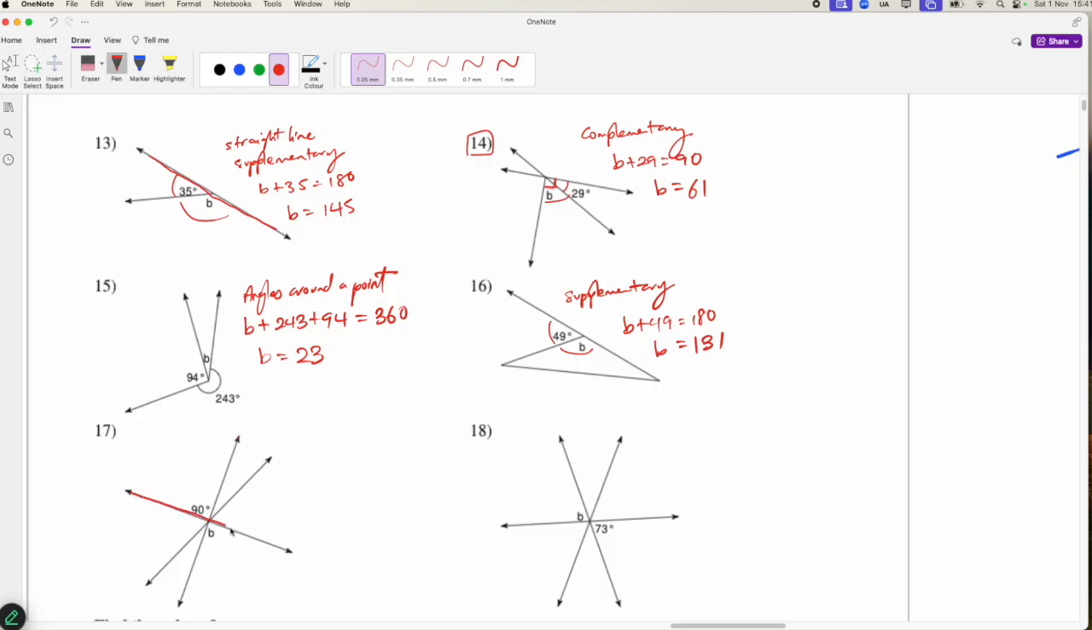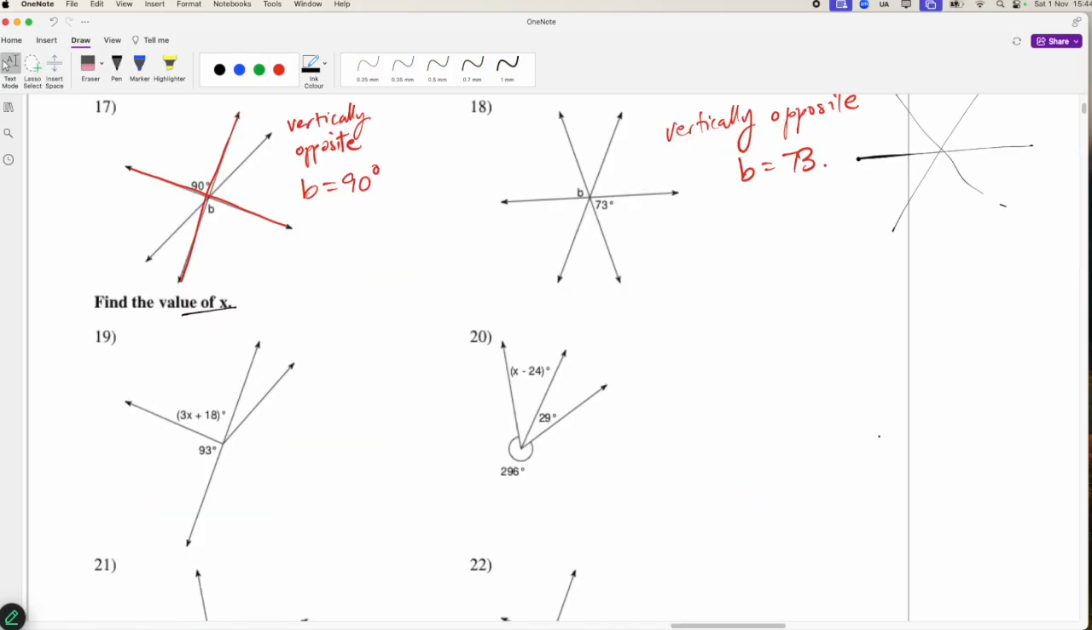It has an X here, so that means this is vertically opposite. You see, these questions are gold. If you understand and can do these questions, man, you're putting yourself in a good position. That means B is equal to 90 degrees. Same thing here, vertically opposite, and that means B is equal to 73.